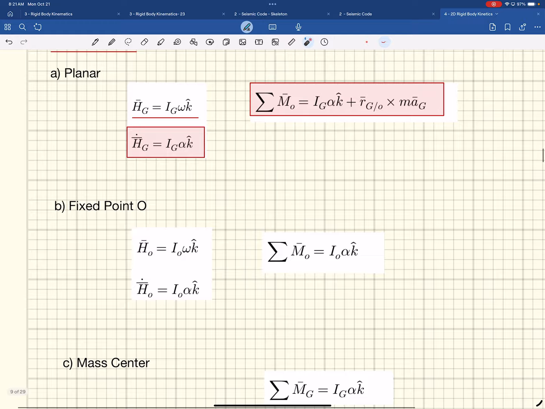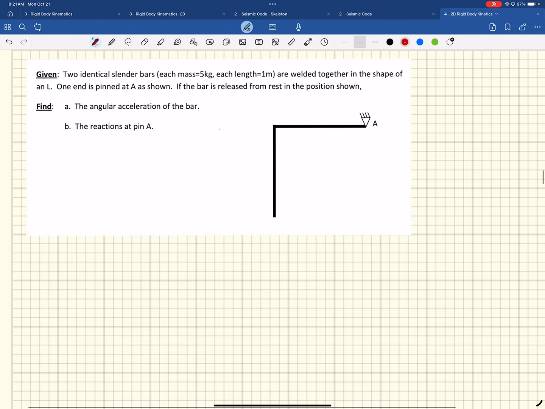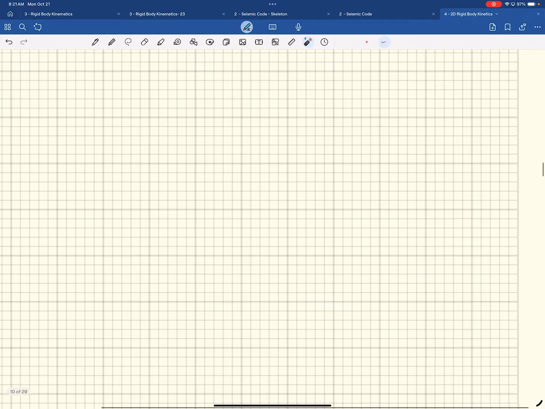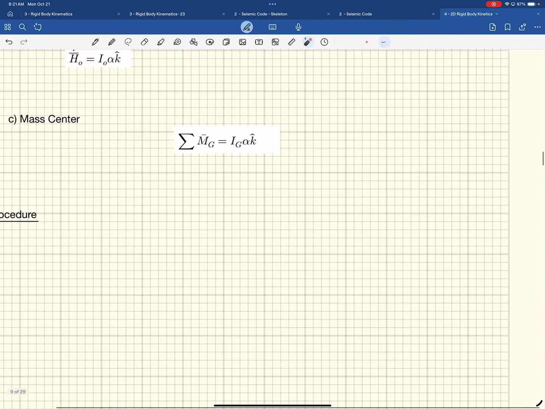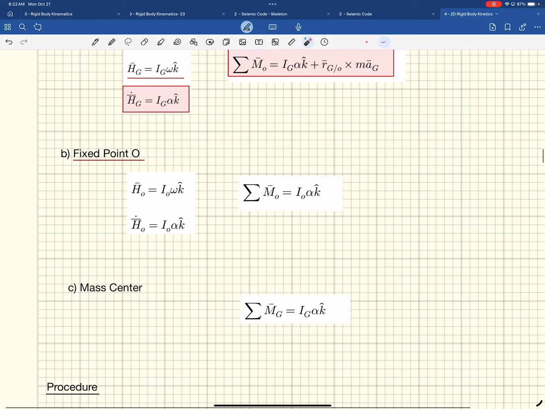Okay. The other ones that we're going to use quite a bit. These are the two that we're going to use quite a bit. If you have a fixed point, what do I mean by fixed point? Well, our example, this one, would be rotation about a fixed point. This thing is rotating about this point right here. That's a fixed point. If I have a case where we have a fixed point, then I could use this equation. The sum of the moments about O just becomes IO times alpha. And that just comes from our previous result. We said that our angular momentum about O was just IO times omega. I just take the derivative of that. I is constant, so it just ends up being this. So that's our second equation.